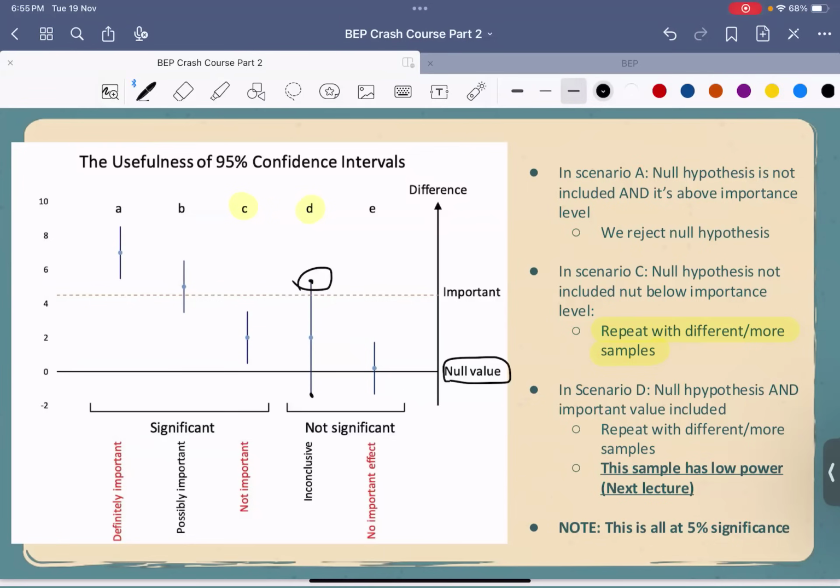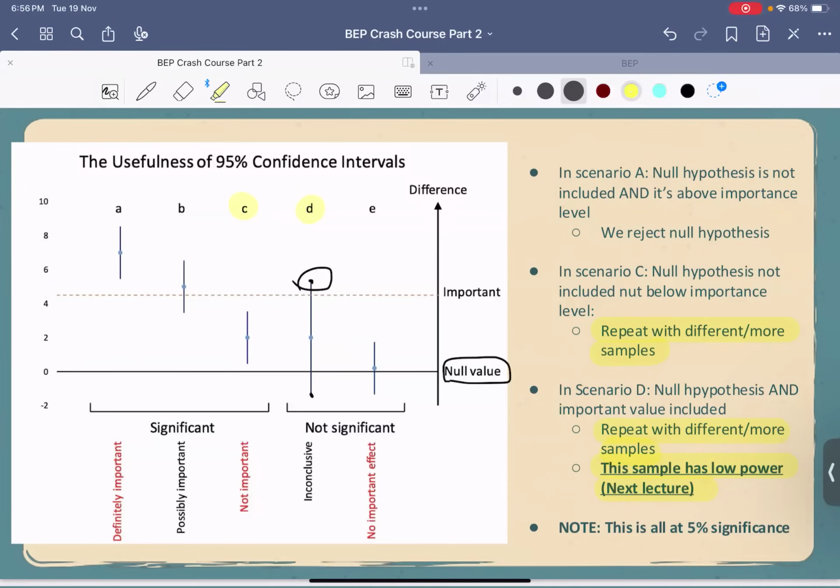And this shouldn't be the case. In this case, we definitely repeat with different and more samples. And we say that this test has low power, or this study has low power. And we'll understand what power is in the next lecture, okay?